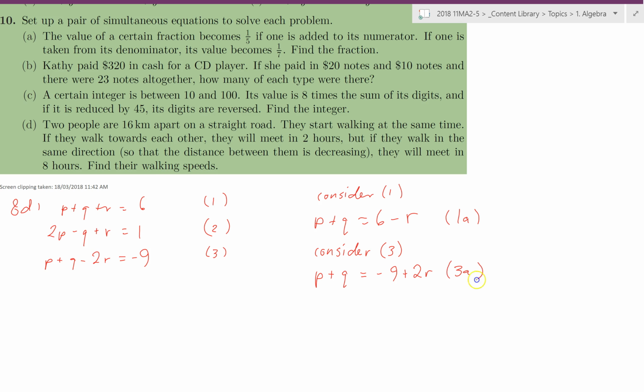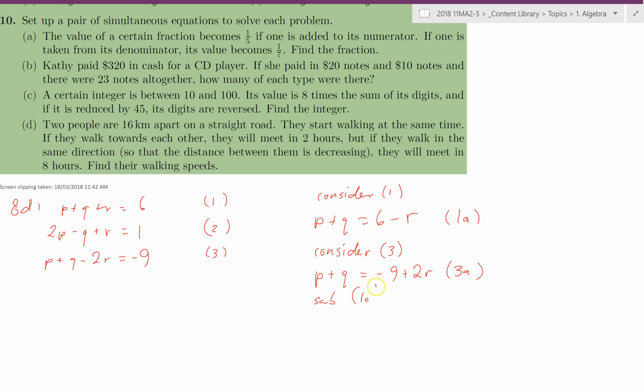And you see what we've done? P plus Q is the subject of equation 1. Neither P nor Q. P plus Q. This is going to get us through to R very quickly. We're going to be able to wipe out one of these variables very quickly, and this will speed the whole process up. So now I can say that 6 minus R equals negative 9 plus 2R. Very quickly, I'm going to solve one of these equations.